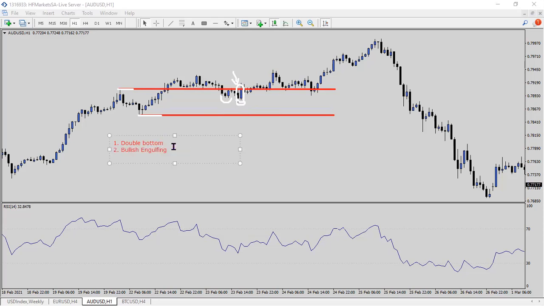Hate it when that happens. Okay, there we go. Bullish engulfing, right?